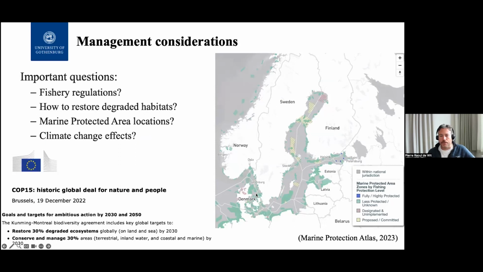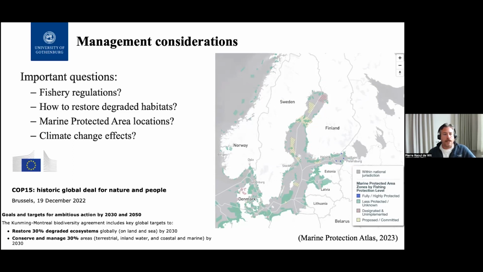We need to put protected areas out there. Here is a map of all the protected areas in Scandinavian waters from the Marine Protection Atlas. But as you can see, all these protected areas are in green, which means that they're not really protected. They're protected on paper, but to be really protected, for example, fishery needs to be limited. There needs to be some kind of actual hands-on limitation, which is not the case in many of these areas.